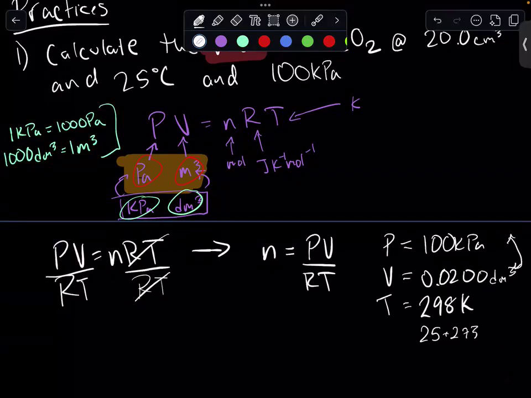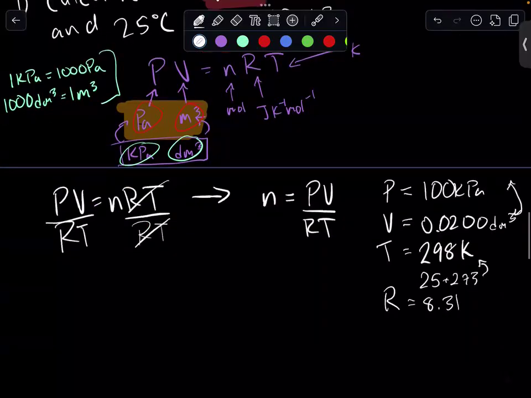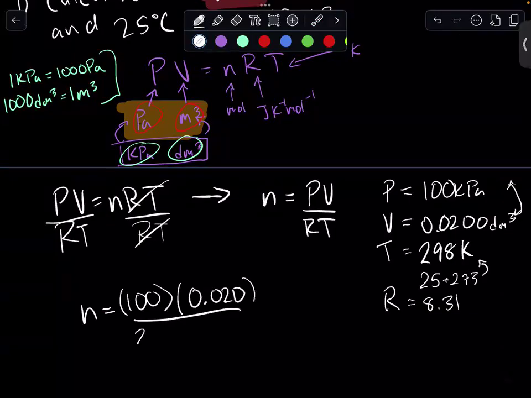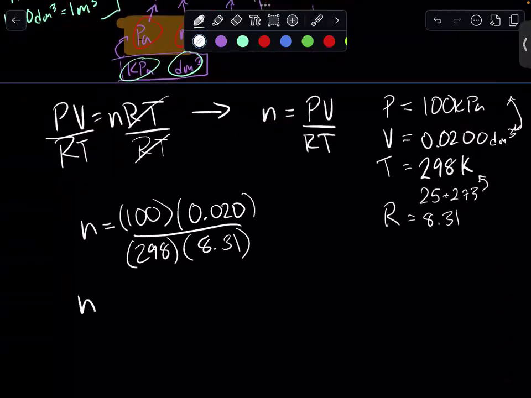So that gets us temperature, and then R is our gas constant, 8.31. So with that said, n is equal to 100 times 0.020 divided by 298 times 8.31. If I plug this into my calculator, the amount of moles I will get is 8.08 times 10 to the minus fourth mole CO2.